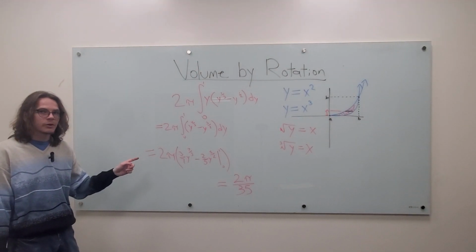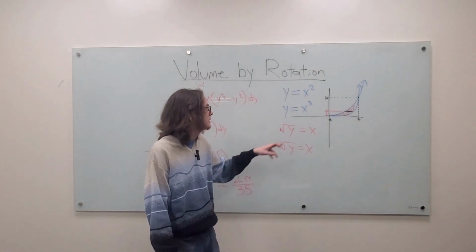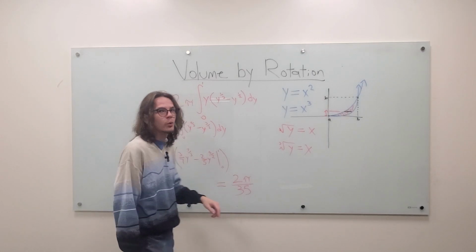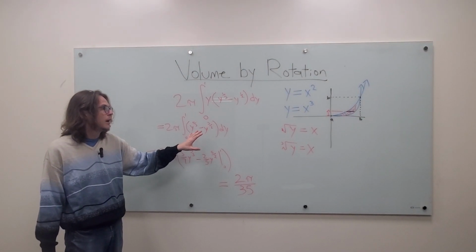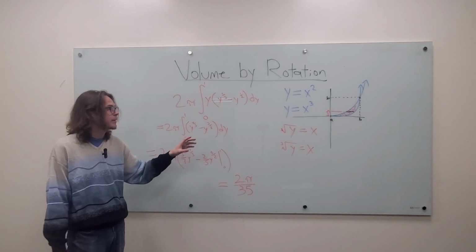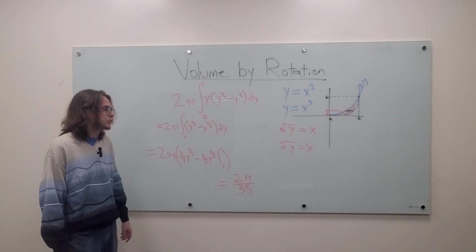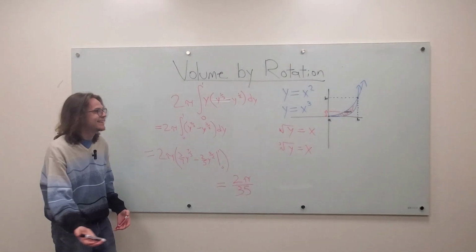Now recall back to earlier in the video when we did not use the shell method, when we used the disk method, x squared minus x cubed from a to b, we also got 2 pi over 35. So this shows that it works whether we use the shell method or the disk method, that we get the same exact answer.